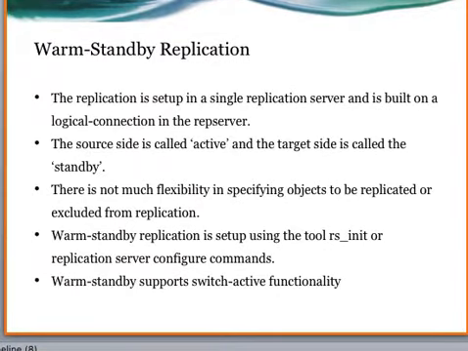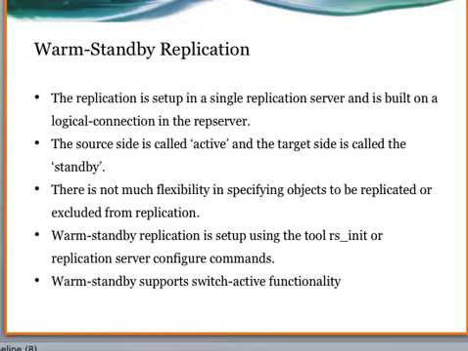Warm standby is also database level replication. The replication is set up in a single replication server and is built on a logical connection in the rep server. This allows the rep server to treat two databases as one. There can only be one source and one target of replication in warm standby. The source side is called active, and the target side is called the standby. There is not much flexibility in specifying objects to be replicated or excluded from replication like in MSA.